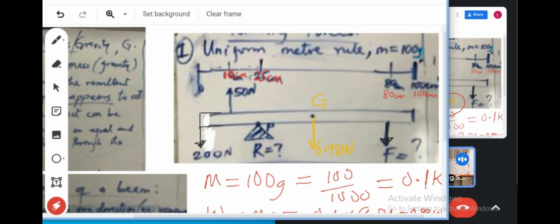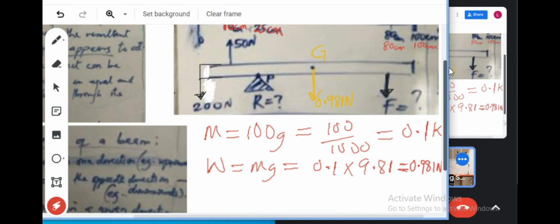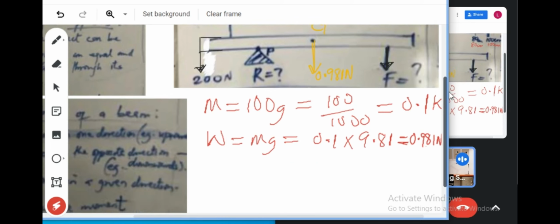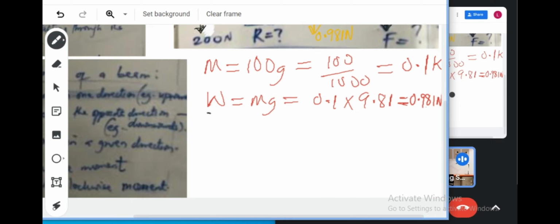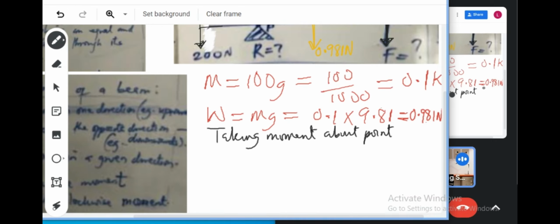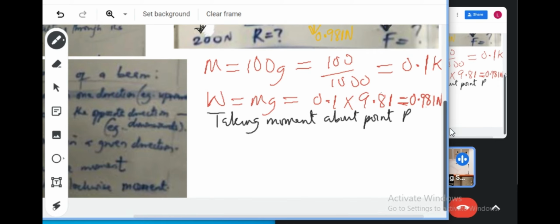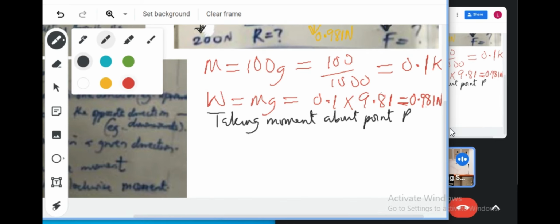How will the resultant act? The resultant will also act clockwise. The 50 acts clockwise. What about the 200 Newton force? So let's use moments. Taking moment about point P, the total anti-clockwise moment must equal the total clockwise moment.